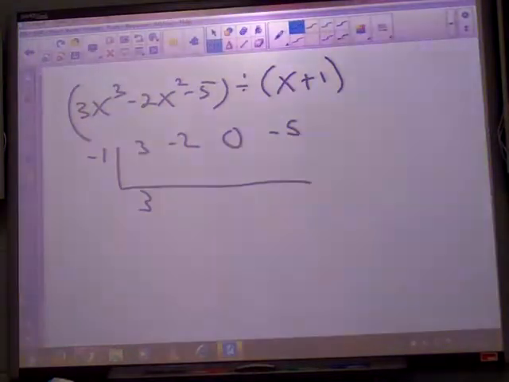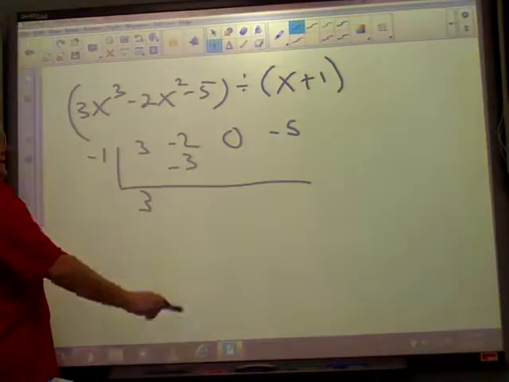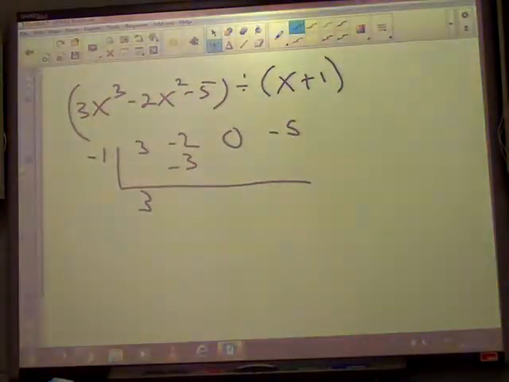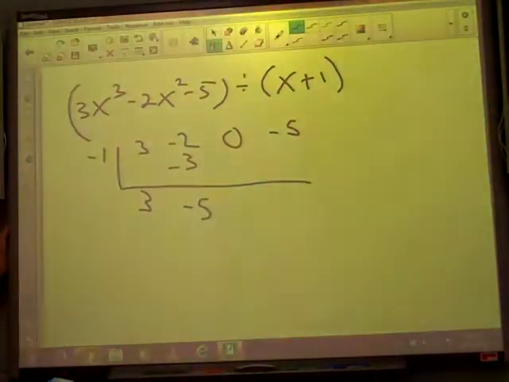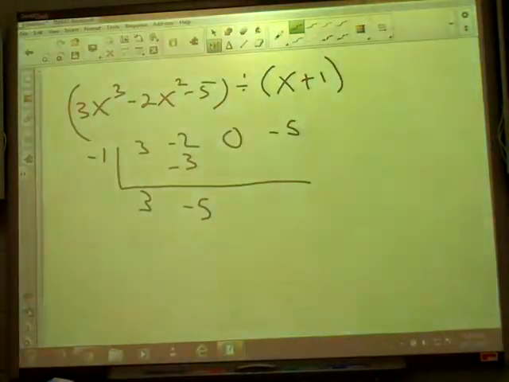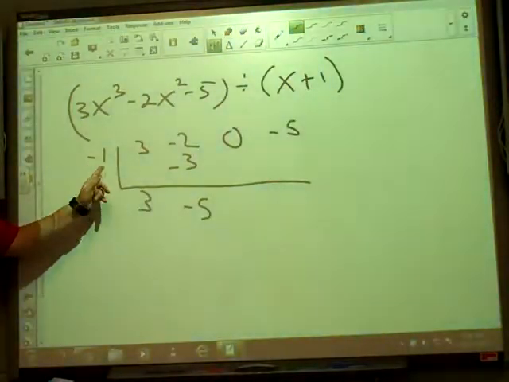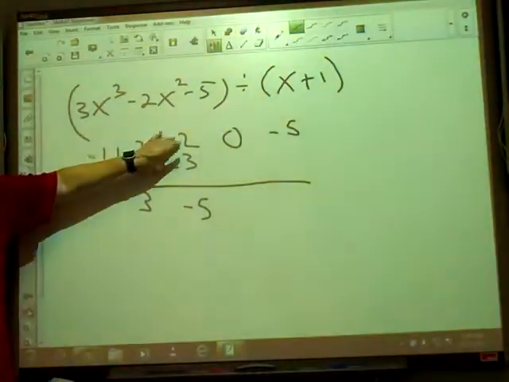And now it's multiply, add. Multiply, add. So 3 times negative 1 is negative 3. Add: negative 2 plus negative 3 is negative 5. He's asking why are you multiplying and adding? That's what they taught me to do when I used synthetic division. Multiply what's outside. Add what's inside.